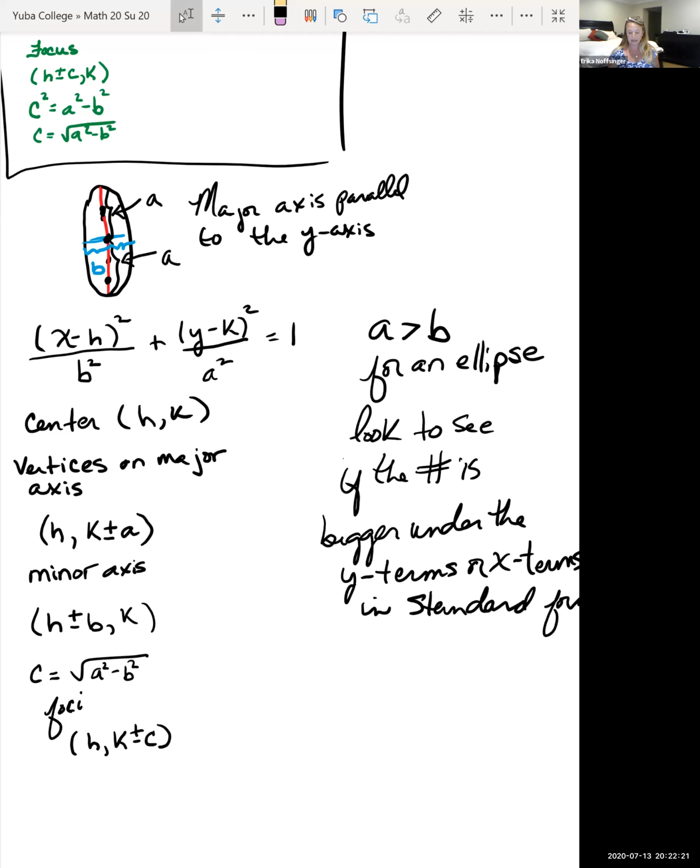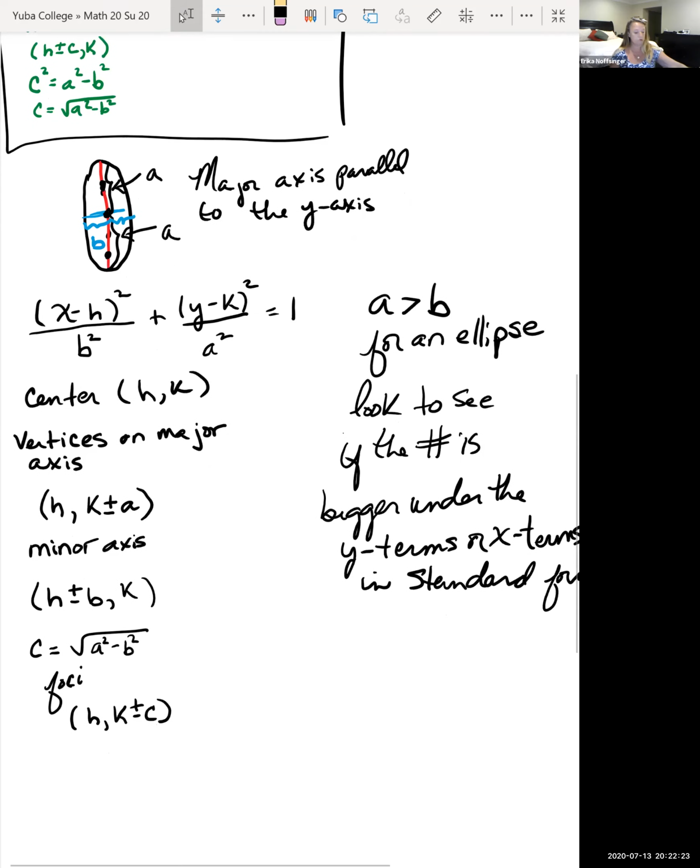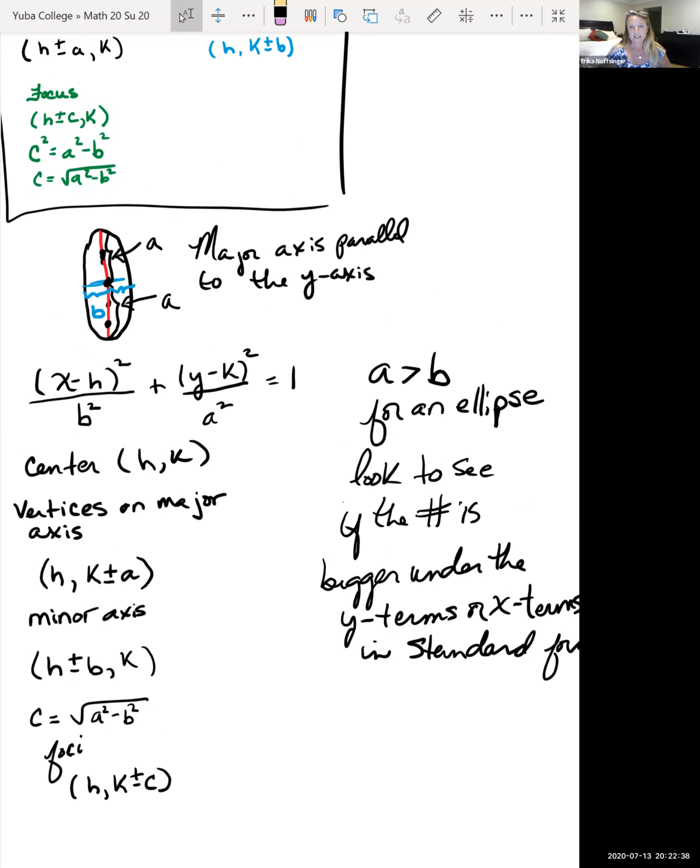Okay, so looking at an equation in general form, when it's not in this form where you can tell what the center is and information about the ellipse, you should still be able to look at it and identify what conic section it's going to be. If it's a circle, your values in front of x squared and y squared are going to be the same. And if it's an ellipse, the coefficients in front of x squared and y squared are not going to be the same, but they're going to be the same sign.